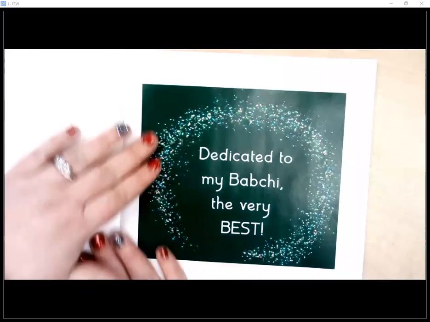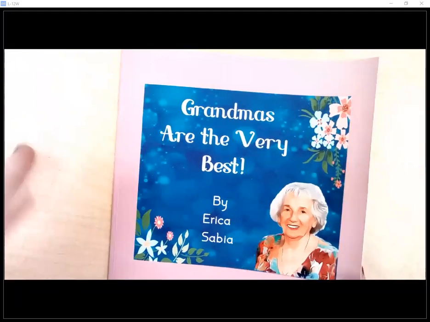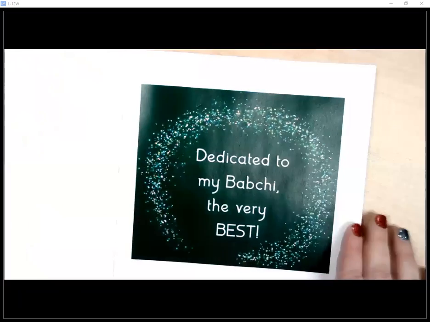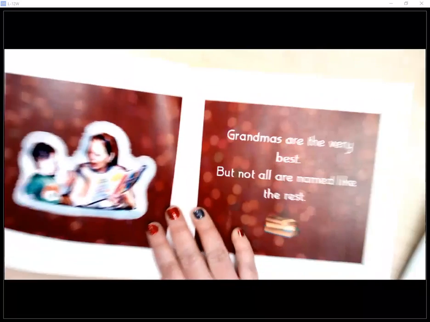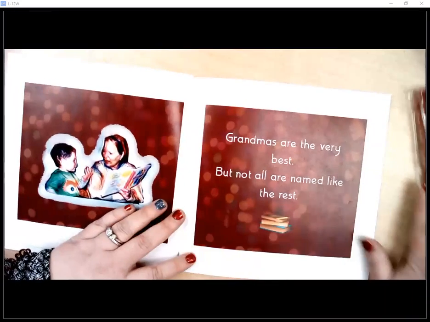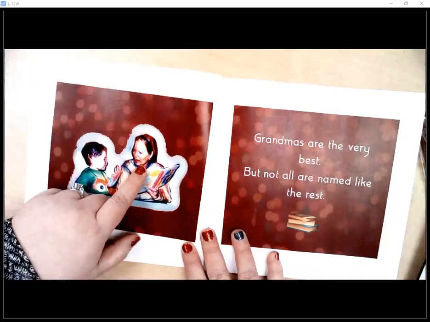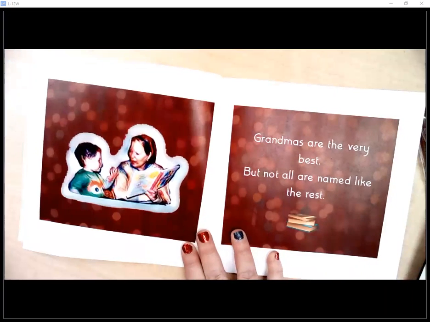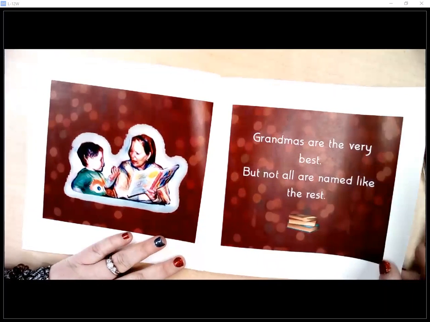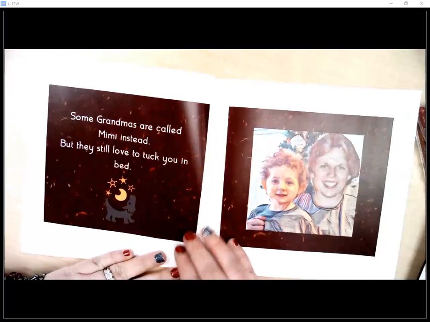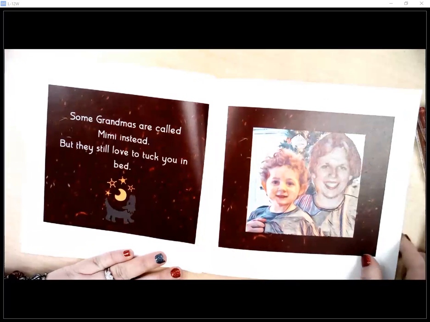Dedicated to my Bocce, the very best. Oh, I didn't even read you the title. Grandmas Are the Very Best, by Pacific. Dedicated to my Bocce, the very best. Each of these pictures is a real picture of a grandma. So this is my son with his grandmother, my husband's mom. Grandmas are the very best, but not all are named like the rest. Some grandmas are called Mimi instead, but they still love to tuck you in bed. That's my mom and my son.